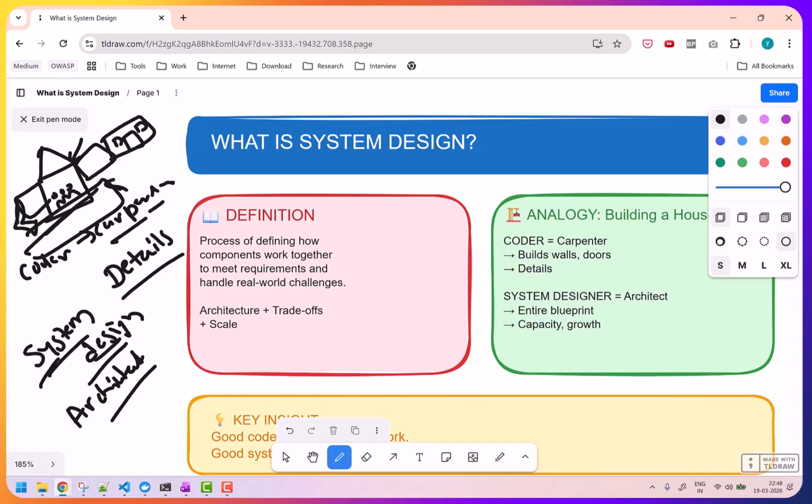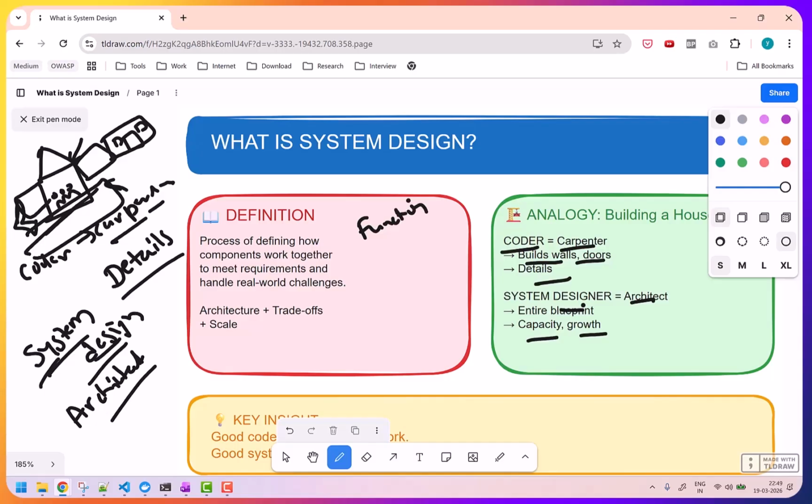Now you will understand the difference between a coder and a system designer or architect. If the coder is a carpenter, he will think of building walls, doors, details. But the system designer is an architect. He needs to think like an architect: the entire blueprint, capacity and growth, everything. So coding equals writing a function to calculate a user's age, for example. System design equals designing how 500 million users can calculate their age with the help of the same function.